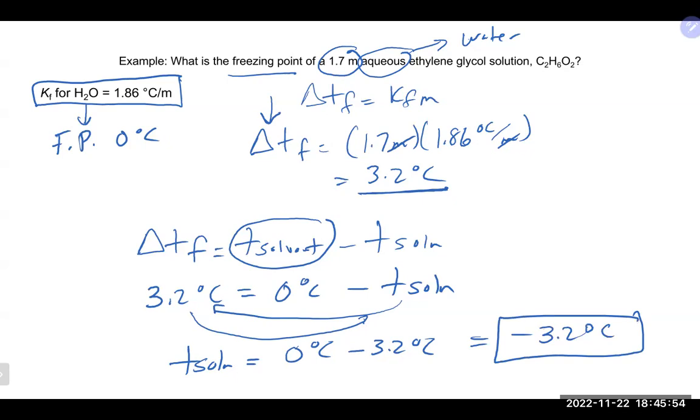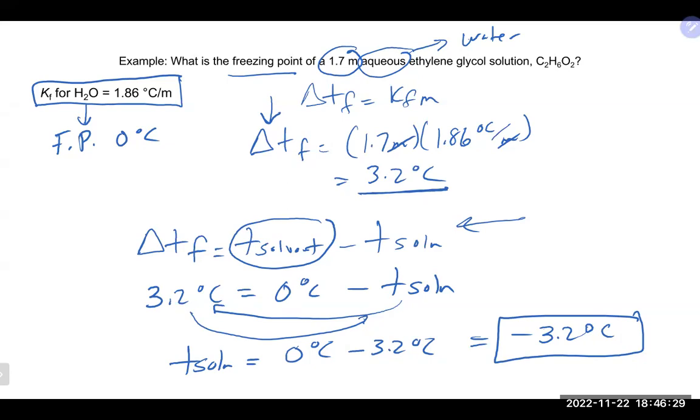Not 3.2, because if it was 3.2, it actually would have frozen at a higher temperature than water, right? So this is the importance of those couple of equations, to make sure that you get the correct answer without giving just the change in freezing point temperature. You do want to be careful on these problems because sometimes they do ask for what the change in the freezing point or boiling point temperature is. And in a lot of cases, though, they do ask for the actual temperature at which they freeze or boil. Any questions on that one there?